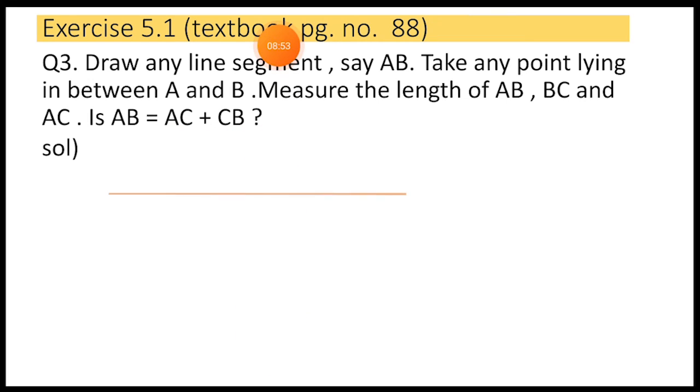So first of all we'll be drawing a line segment, and let's say that line segment is AB. After that we will be marking another point in between this line segment, and we will name that point C. So you can see here we have drawn a line segment AB and we have taken a point lying in between AB as C.